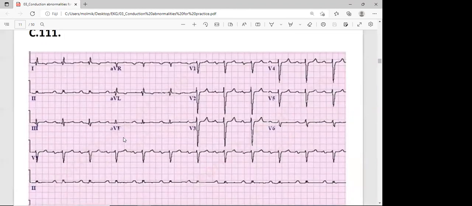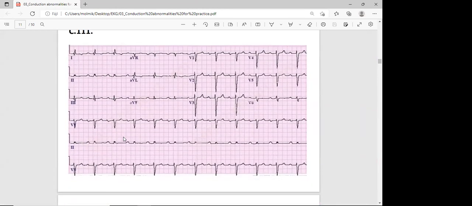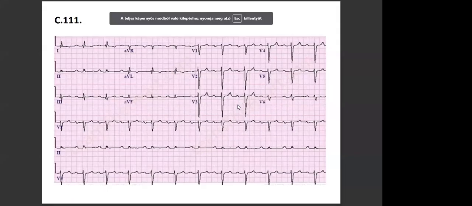Yes, okay. So always you have to look at the duration, but not only the duration, you have to look at the shape of the QRS as well, on the left side and then the right side.